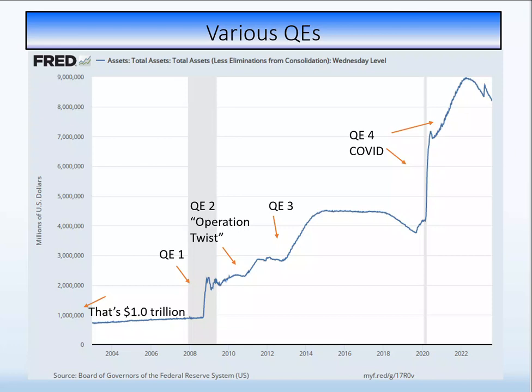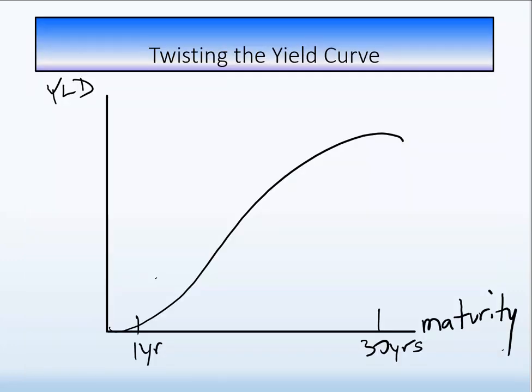Let's focus in on QE2, better known as Operation Twist. And what that means is the Fed attempted to twist or change the shape and slope of the yield curve. Let me show you. So let's examine what twisting the yield curve means.